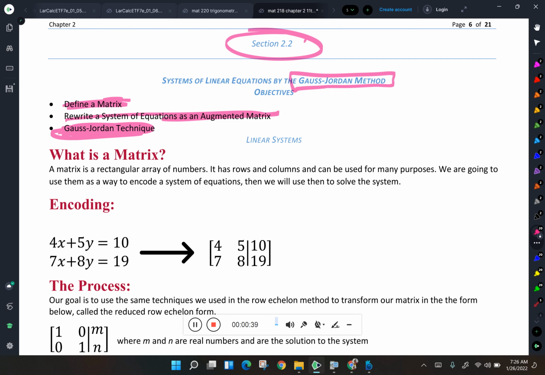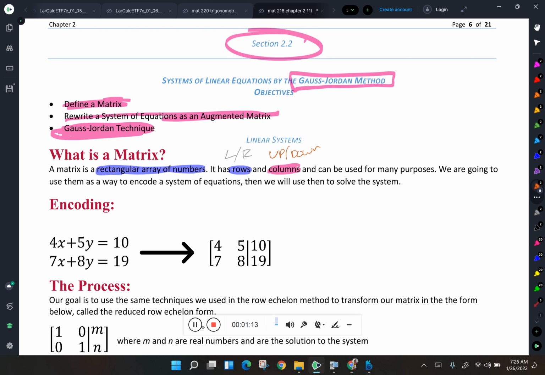Okay, so first off, what is a matrix? Well, by definition, a matrix is a rectangular array of numbers. A rectangular array, so basically just taking a system of equations and reducing it down to a bunch of numbers. It has rows and columns. Rows go left, right. It also has columns, and columns go up, down.